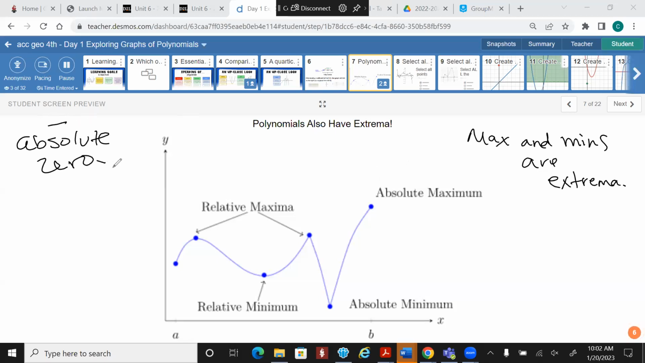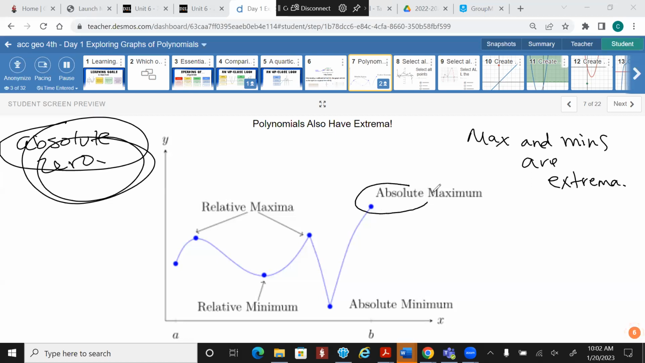It's as cold as it possibly gets, right? Like people lose limbs, right? Like it's cold, okay? So when we say absolute, either maximum or minimum, that's as far as it possibly can go. So for instance, right here, this dot is an absolute max. This dot down here is an absolute min. Nothing goes past those two points.